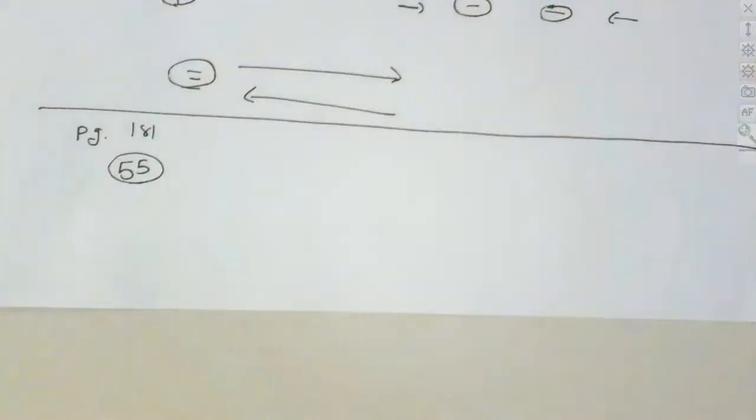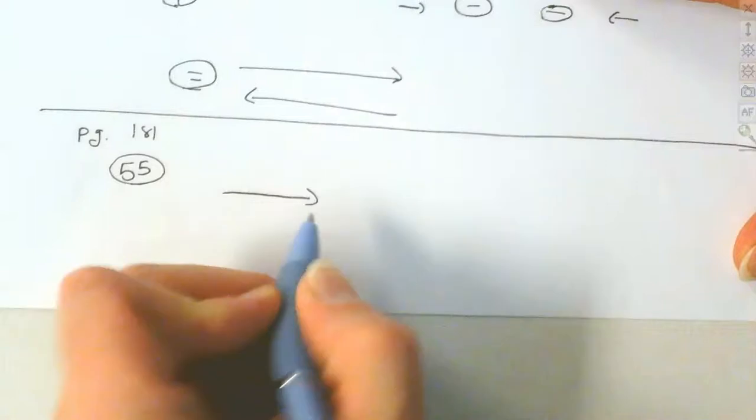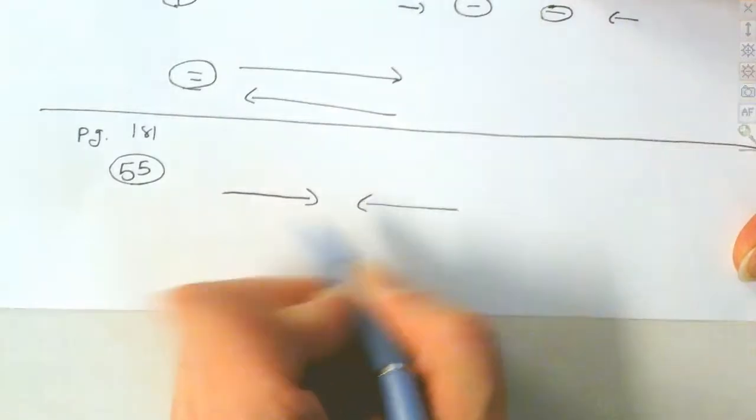So what does that mean? That means that they're going to be looking like this, right? Town A and town B. And they're going to be heading towards each other. So what would this be? Addition, subtraction, or equals, do you think?